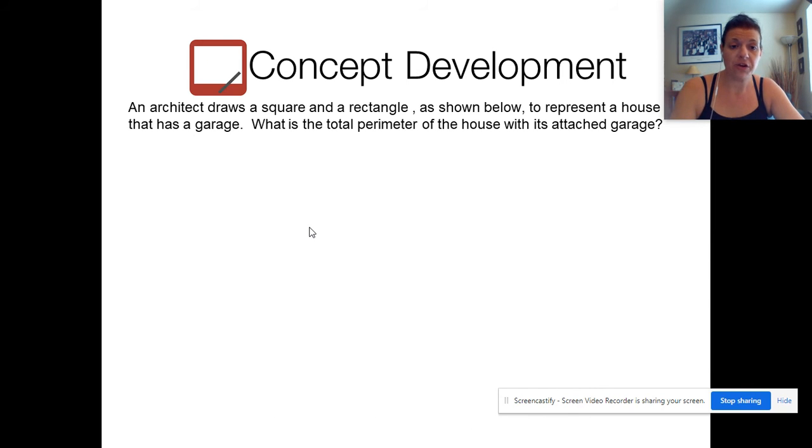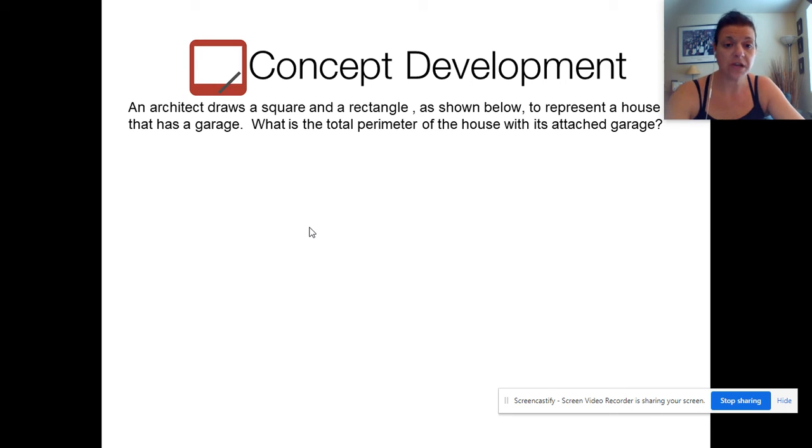Okay, here is the third one. An architect, those are people who build houses. An architect draws a square and a rectangle. So if you think about it, we did a square in problem number 1, and we did a rectangle in problem number 2, okay? And we remember that a square has all the side lengths equal, right? Each side length has the same length. And a rectangle, the opposite sides have the same length, okay?